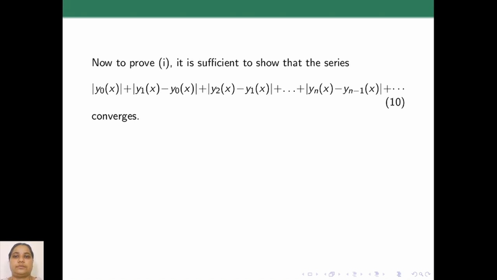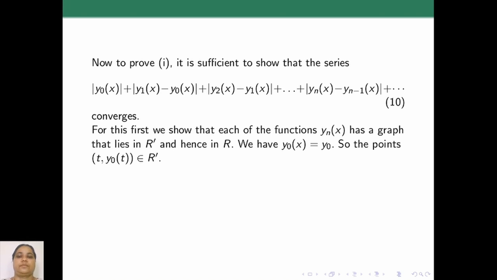Now, to prove 1, it is sufficient to show that the series 5 converges. For that, we show that the series modulus of y naught of x plus modulus of y1 of x minus y naught of x plus modulus of y2 of x minus y1 of x plus etc. converges. For this, first we show that each of the functions yn of x has a graph that lies in R dash and hence in R.